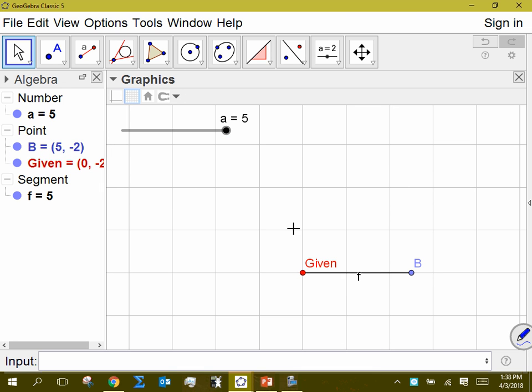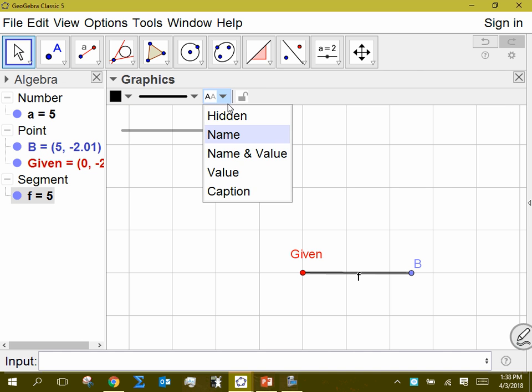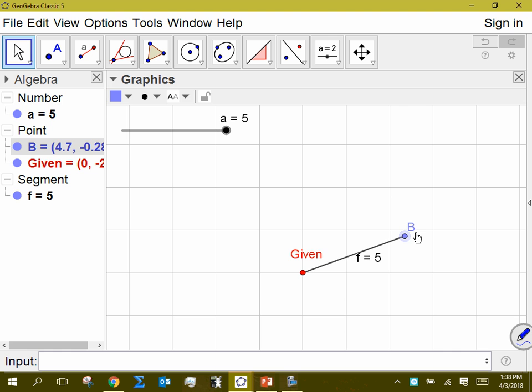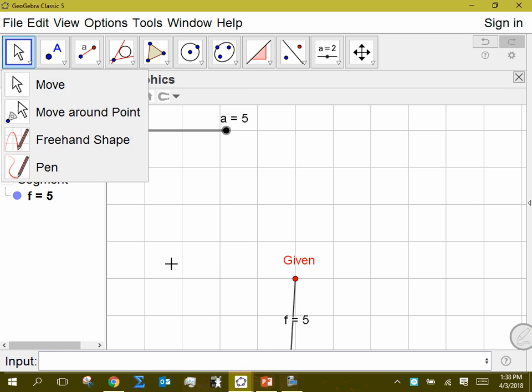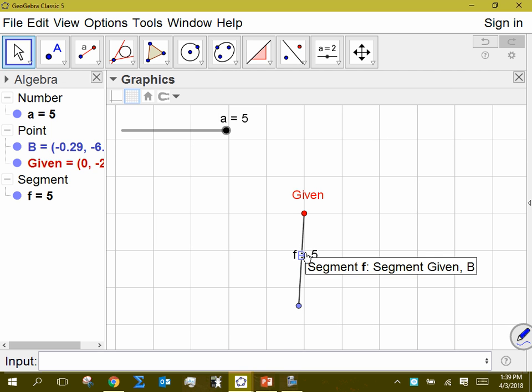All right, so that's the given point A. And B is a point that is 5 units away from A. So B can be there because it's still 5 units away from A. And then let me show that distance here. Let's put 5. So B is anywhere that it wants to be as long as it's 5 units away from A, which is obviously the red point there.